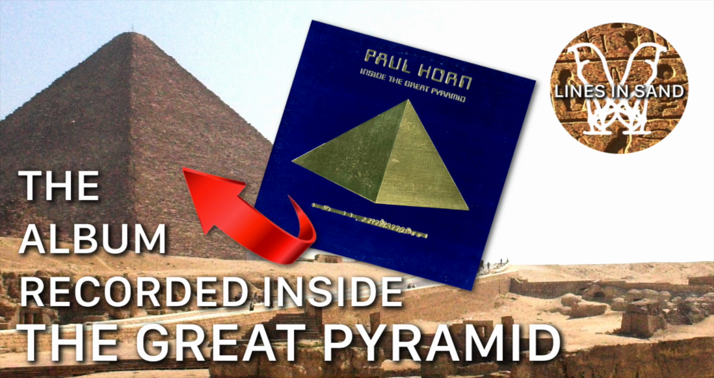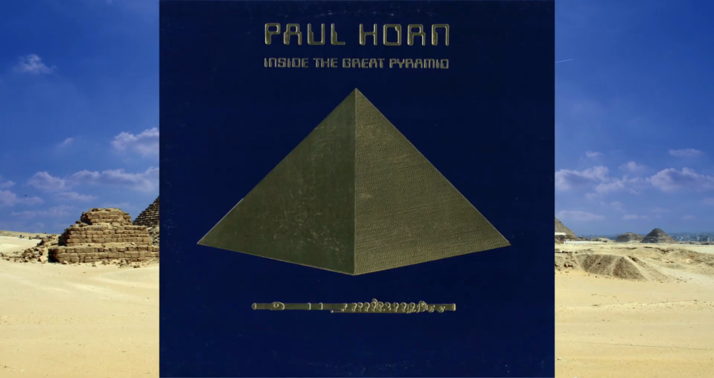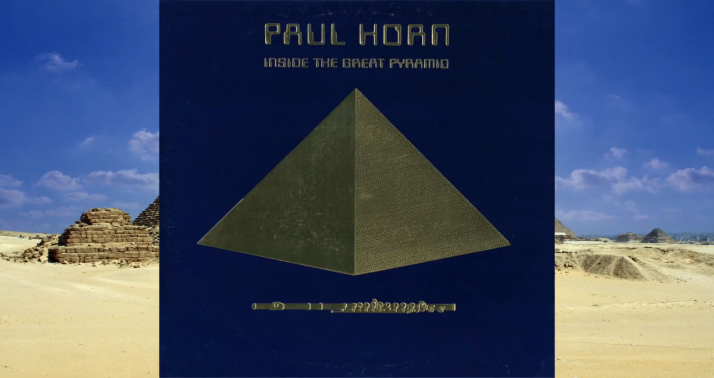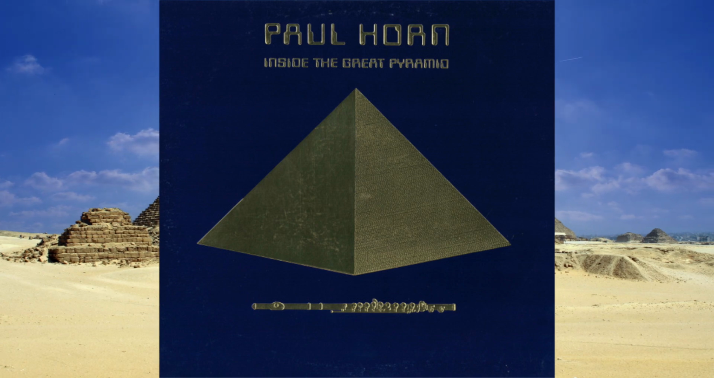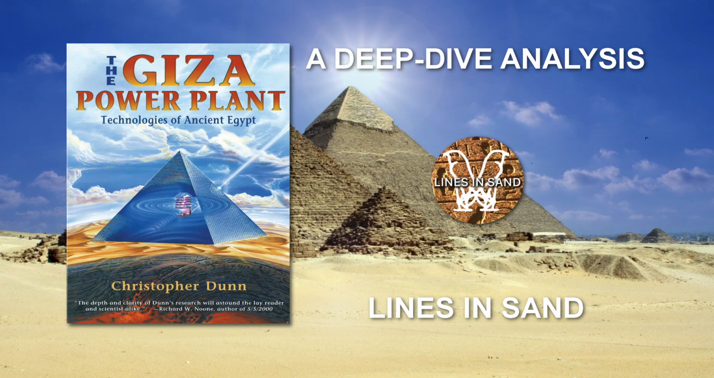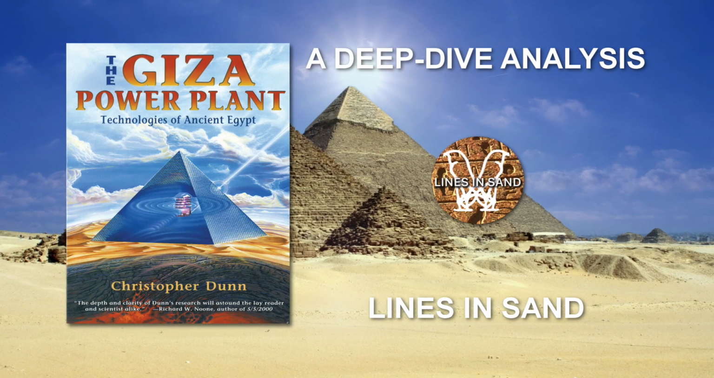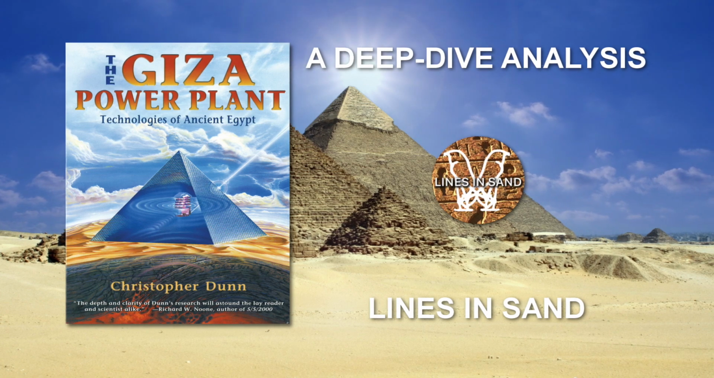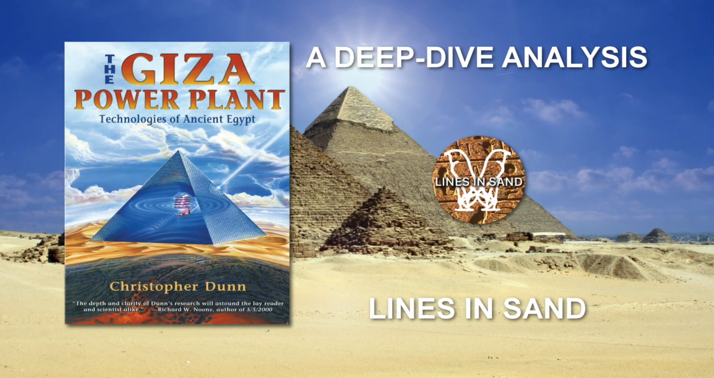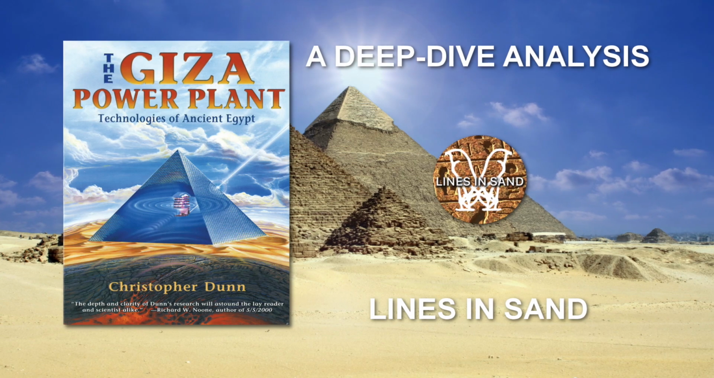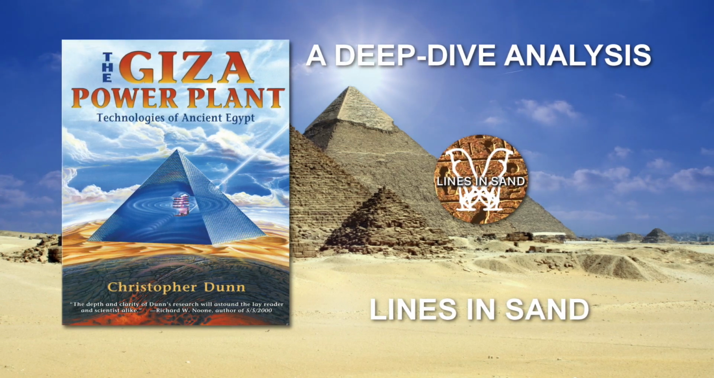The album is a loose collection of flute pieces that utilizes the unique acoustics in multiple chambers. Horn is brought up in the Giza Power Plant book because he used a Korg tuner to check the frequency of the inside of the King's Chamber. Dunn did a similar test with a matrix tuner, reporting a reading somewhere between 439 Hz and 440 Hz that was achieved by striking the granite coffer with his hand.